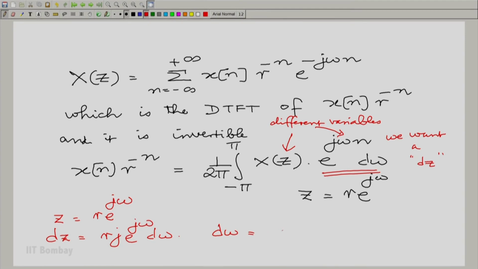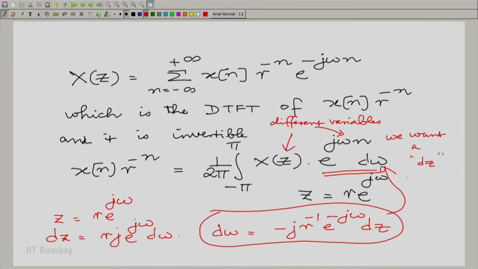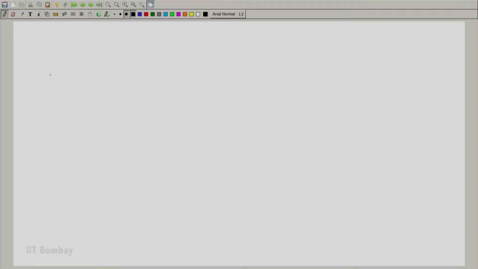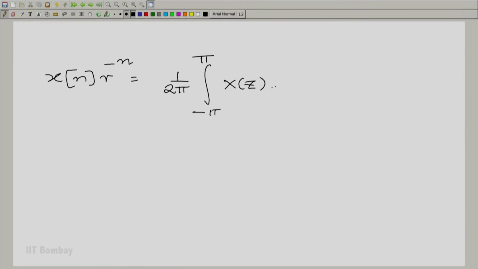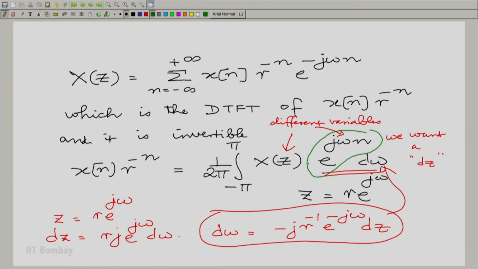d omega is minus j times r inverse times e raised to the power minus j omega dz, and we can substitute this here, and therefore we would get x[n] times r raised to the power minus n is 1 by 2 pi. Now, you have an e raised to the power j omega n here. Let us bring this r to the power minus n also on the other side, and then we will be able to take care of that.